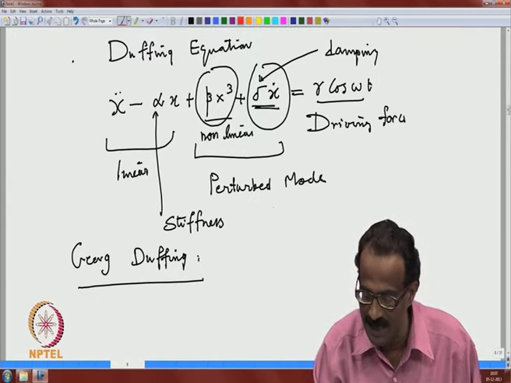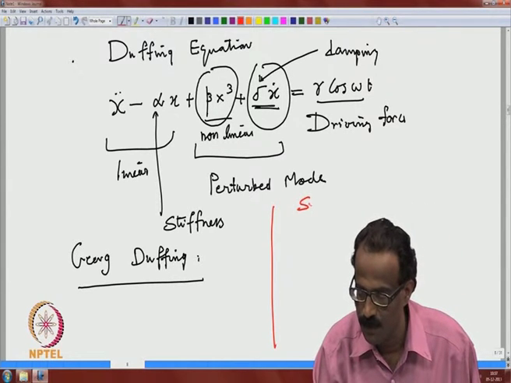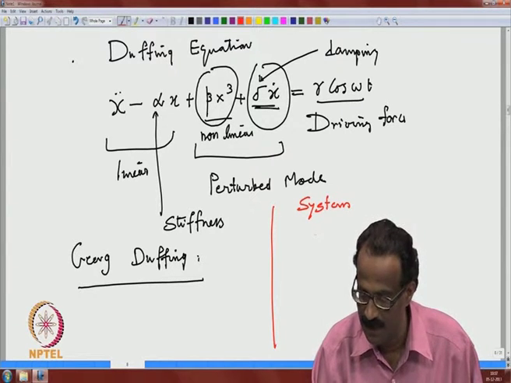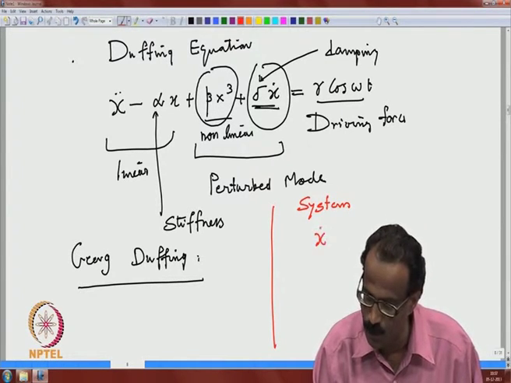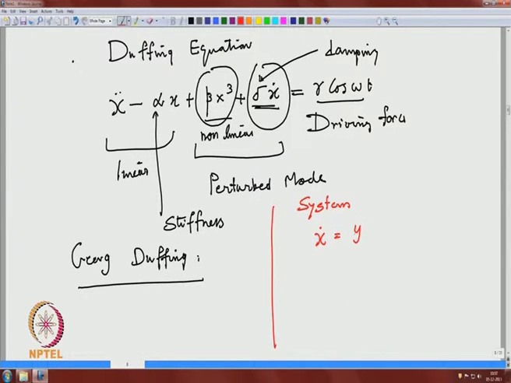You can write this as a system, you will see that also. You can write this as a system with x dot equal to y, and y dot equal to alpha x minus beta x cubed minus delta y. So you see you can write this as a system.